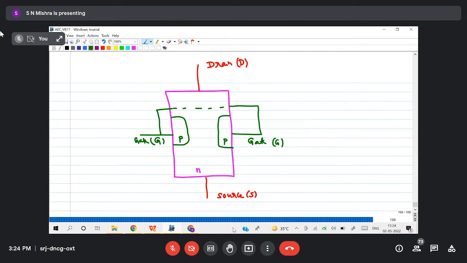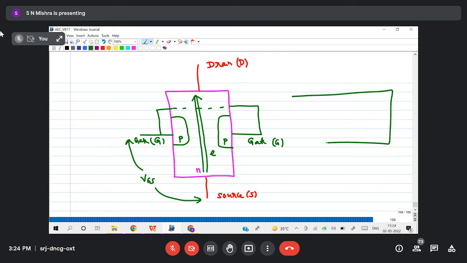That means this is the voltage VGS through which I'll control the carrier transfer from source to drain. This is my source, and from here to here the electrons will move, right? Like in a BJT, what are we taking?